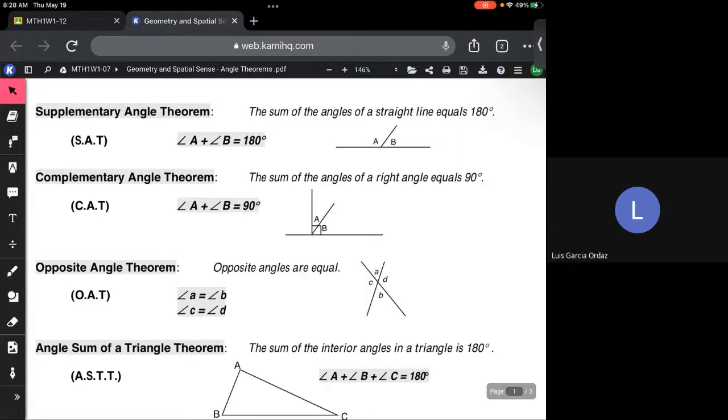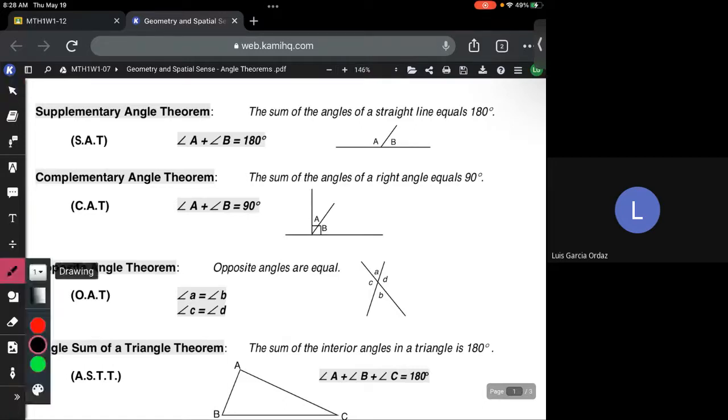What would the angle of a straight line be? Think of your protractor. It starts at 0 and goes all the way to 180. So the angle of a straight line is always 180. So the first theorem is called supplementary angles.